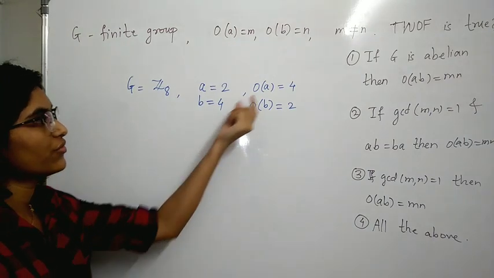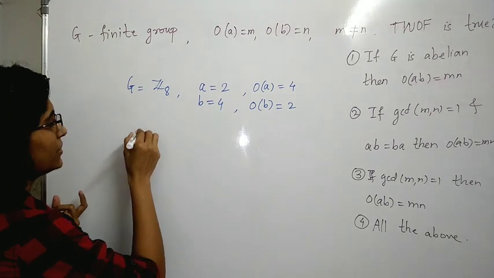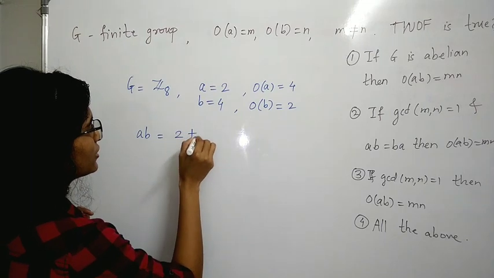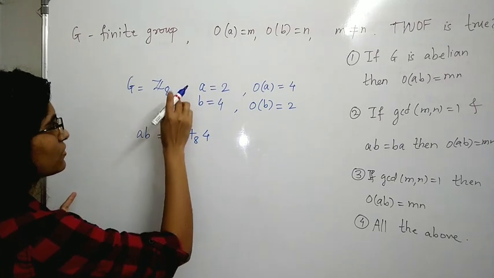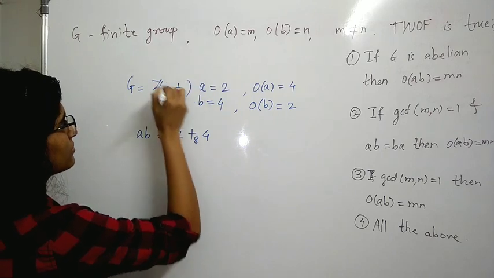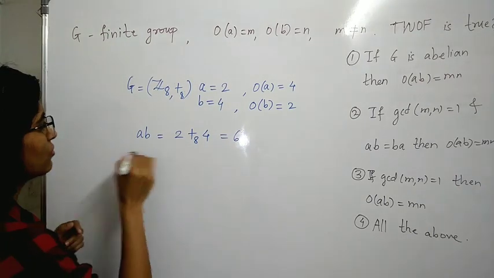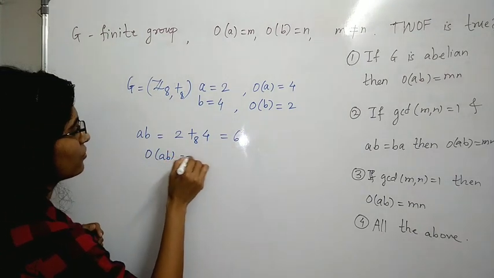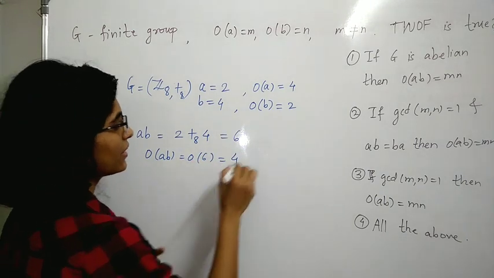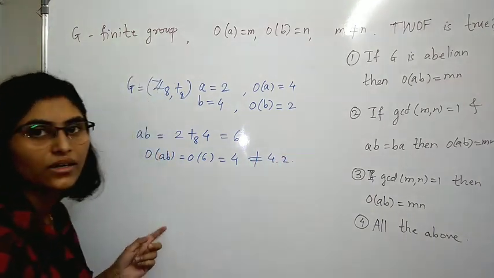And clearly order of A and order of B are not the same. Now look at AB. What is AB? AB is just 2 addition modulo 8, which is 4, because this is a group with the operation addition modulo 8. Now this is just equal to 6. So what is the order of AB here? The order of 6 is just 4. Now clearly this 4 is not equal to M times N, right?